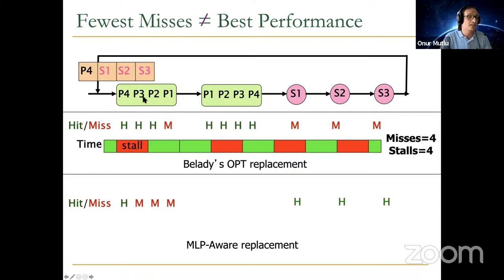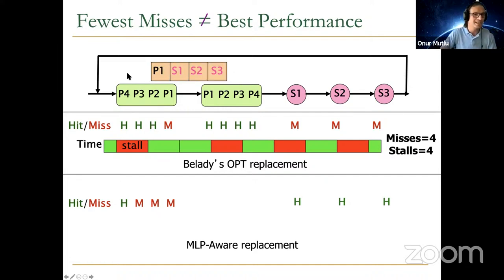For this access pattern, P4, P3, P2, P1, you get 3 misses because P4 is in the cache, but P3, P2, P1 are not in the cache. And you don't touch S1, S2, S3 because they're important, they're costly. And at the end, when you come over here, you get, again, 3 misses. P1 hits, but the other 3 miss. Okay, and then you iterate in the loop again, and the same thing happens.